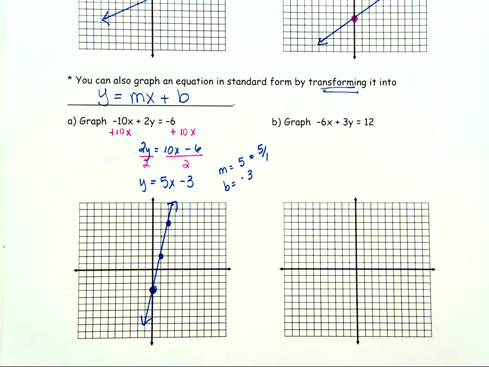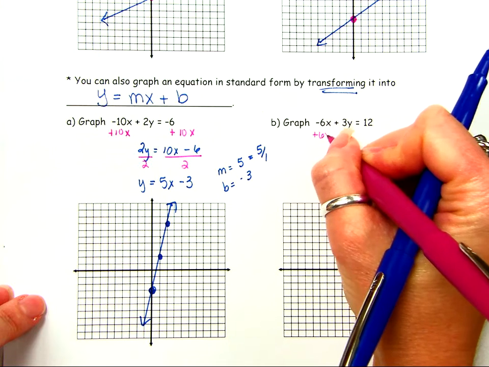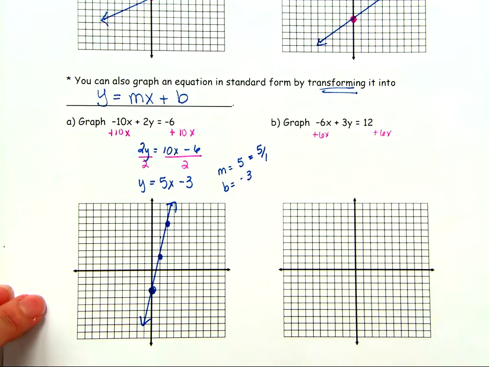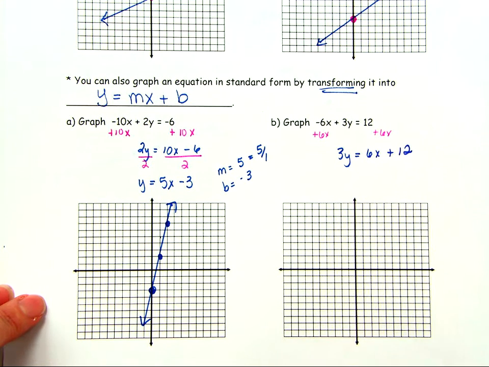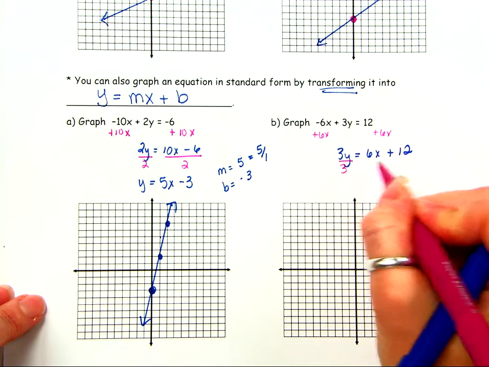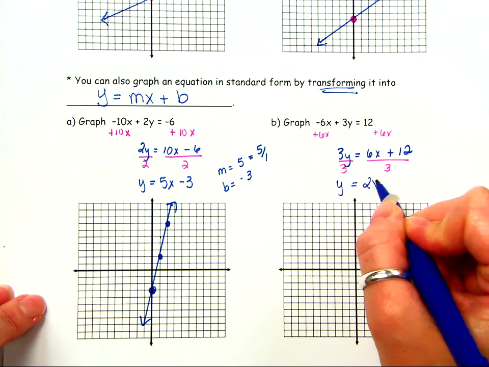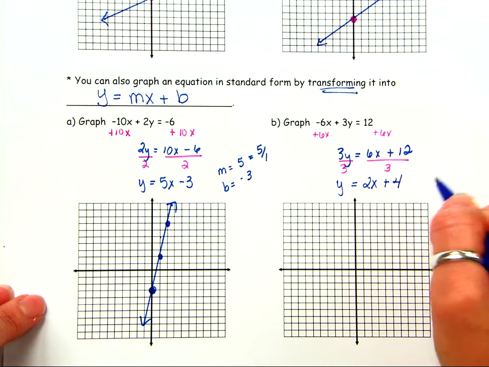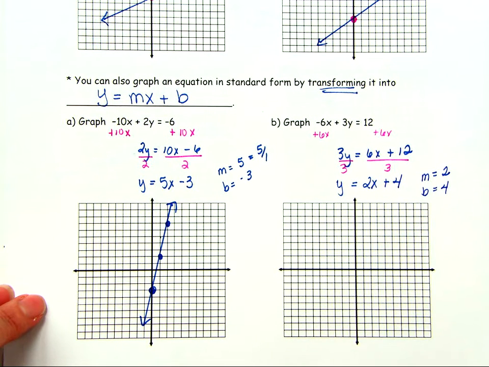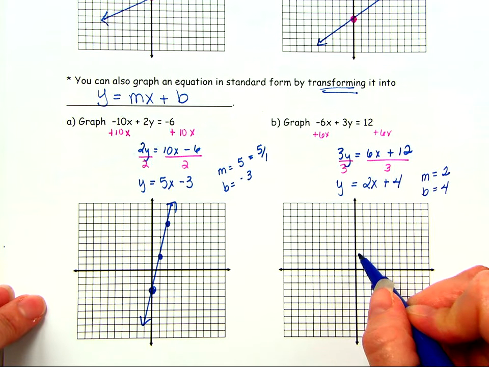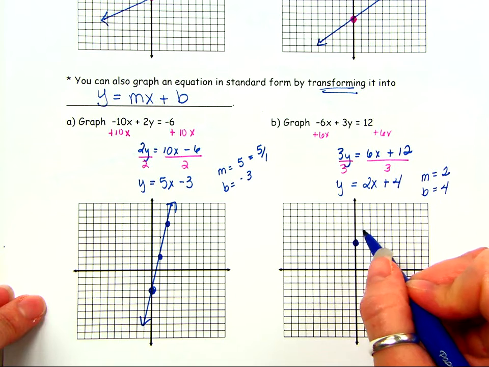The equation in B is much the same. I'm solving for y. This time I'm going to add 6x to both sides. I'm going to divide by 3. Here I find out I have a slope of 2 and a y-intercept of 4. So my y-intercept is my starting point, and then I use a slope of 2, up 2 over 1.